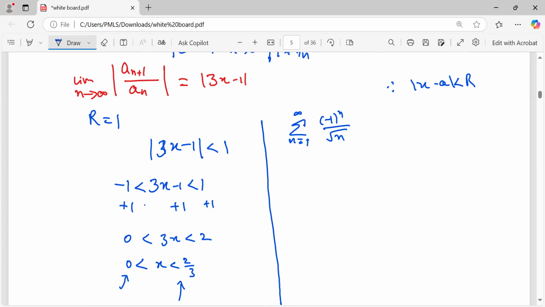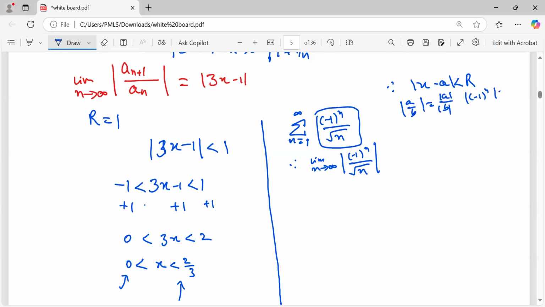So we can see that this is an alternating series, because here we have (-1)^n. For an alternating series, we always apply the absolute value test: the limit as n approaches infinity, and we need to take the modulus of this general term, |(-1)^n over square root of n|. We know that the modulus of a over b can be written as the modulus of a over the modulus of b. And the modulus of a, that is |(-1)^n|, is always equal to 1.